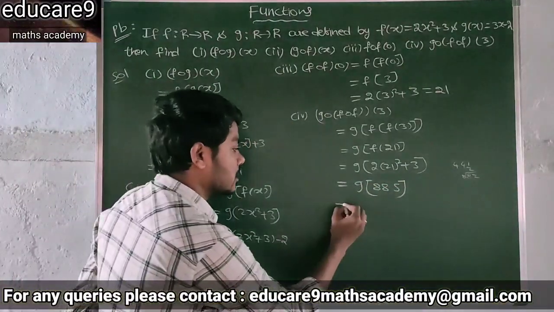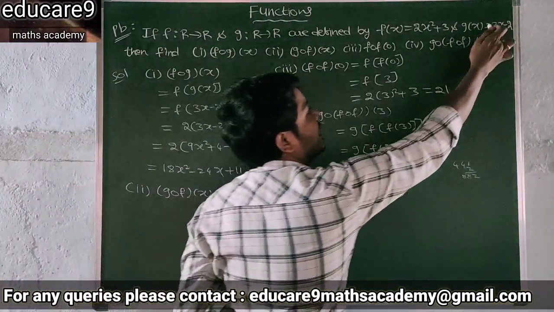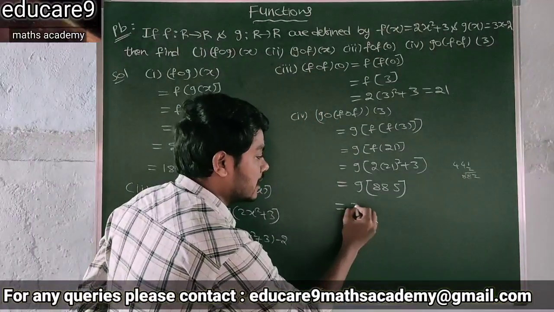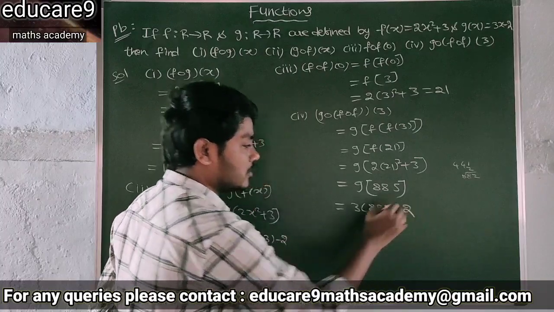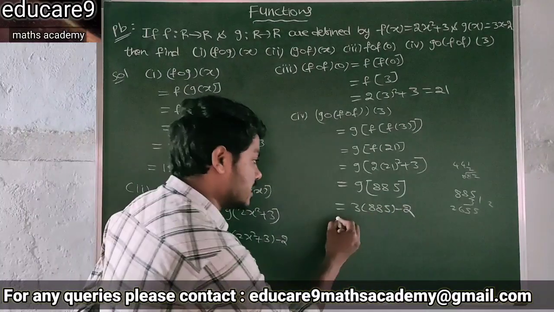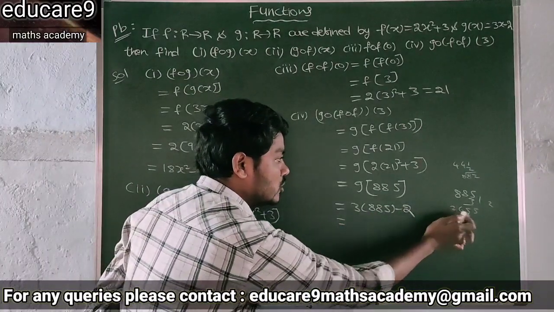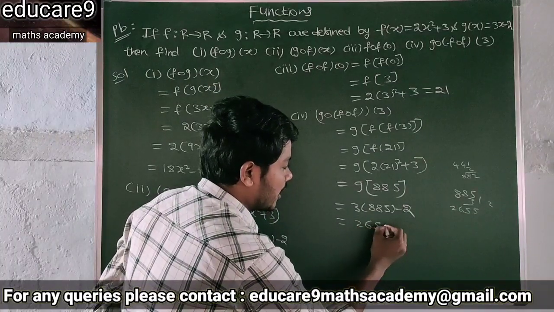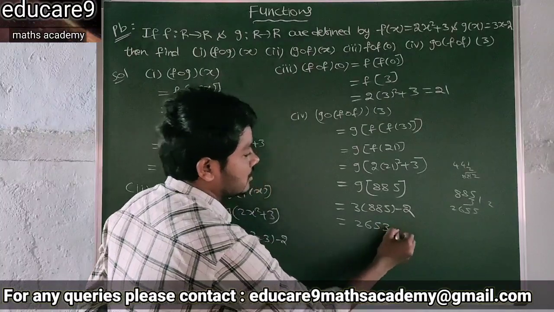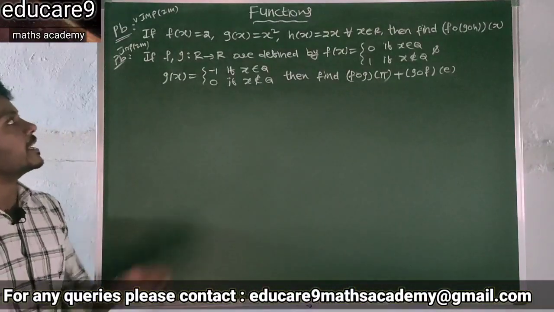Now g of x is what? 3x minus 2. That is 3 into 885 minus 2. So this is 2655 minus 2. That is 2653. So see the next question.